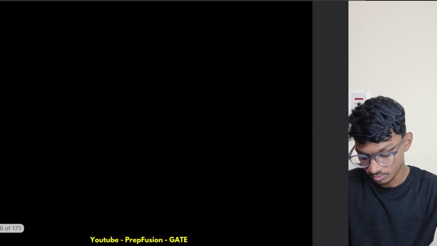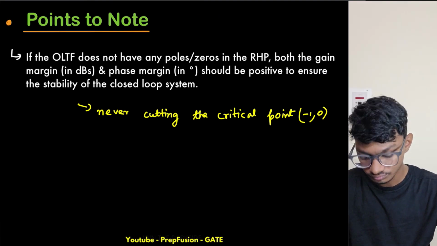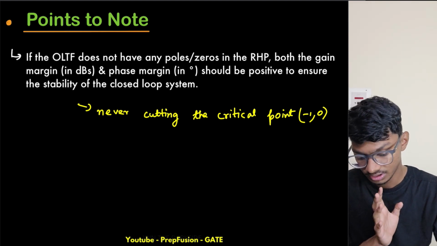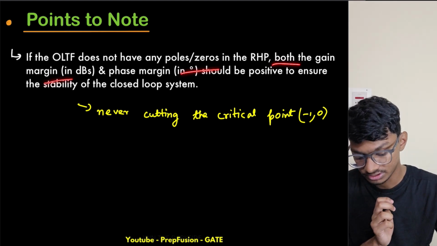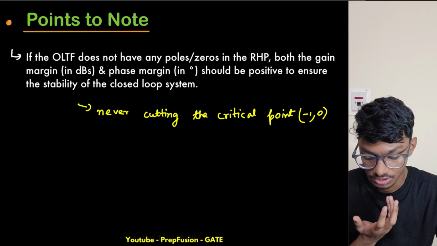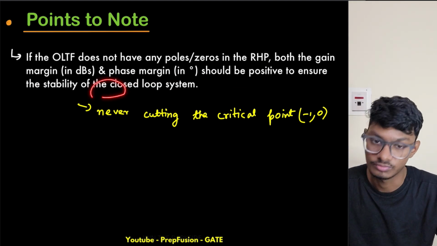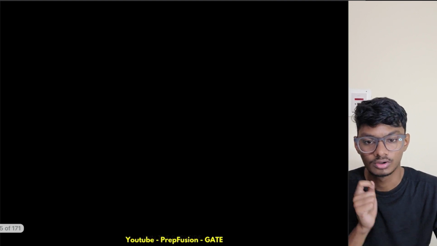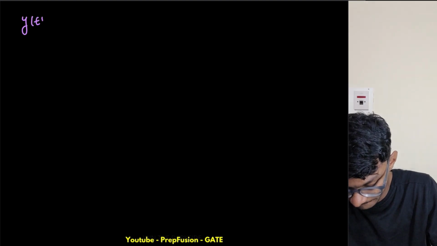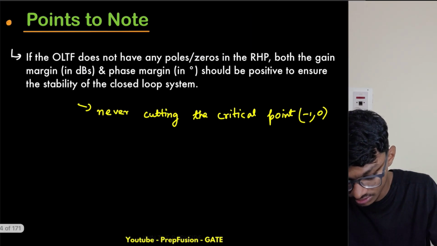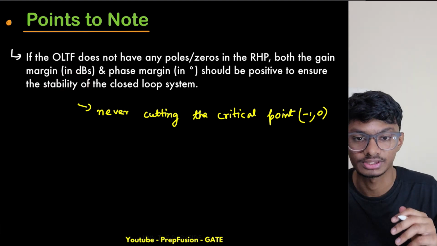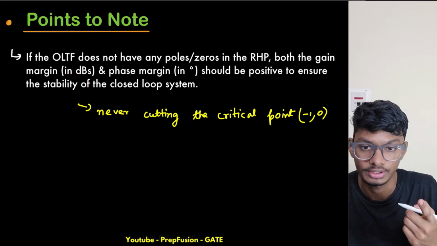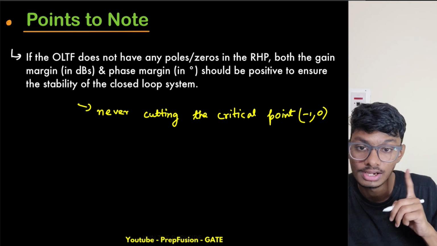As I also mentioned, if my OLTF does not have any right-hand poles or zeros, and both the gain margin and phase margin are positive, then the system will be stable. Why is this the case? What do we know about how my system is stable? If it doesn't cross this crossover point, that means all my poles are on the left-hand side of the S plane.